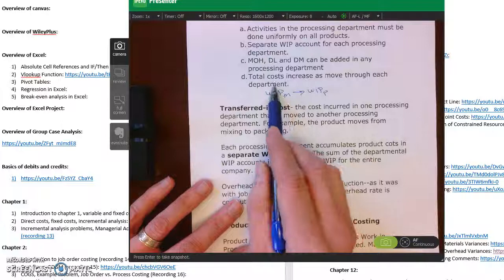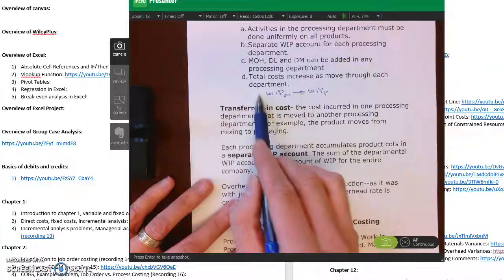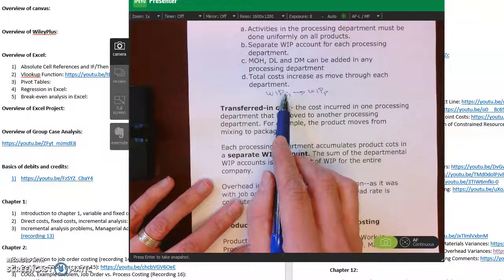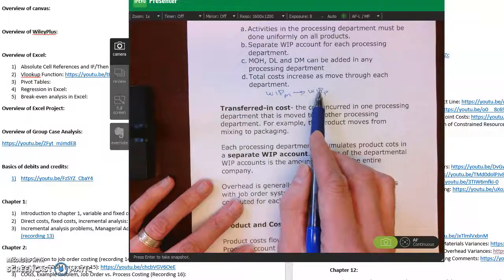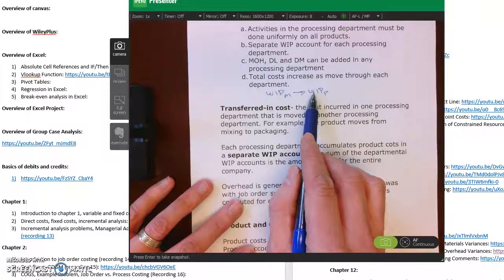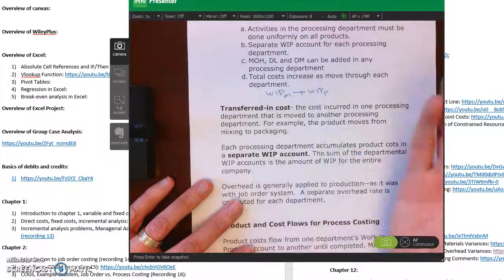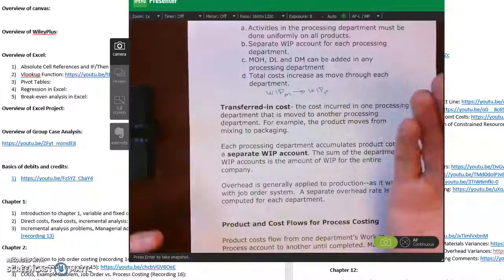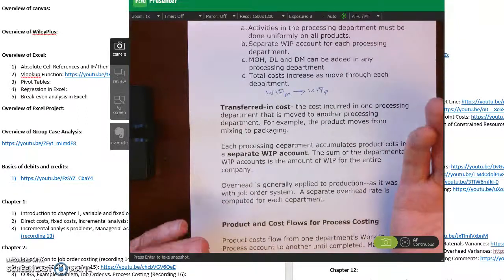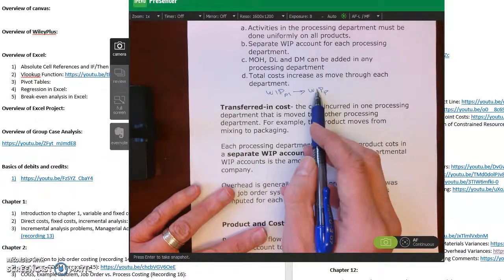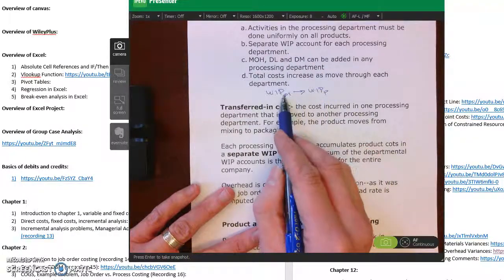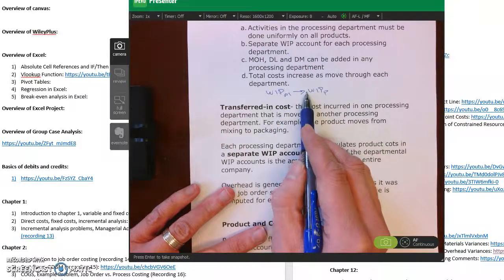So if you think it over here, they have their raw materials to mix the soap, they mix it. And once it's been mixed, it moves to the packaging department. And as it goes to the packaging department, they start putting on all the nice, cute little bows and all that other stuff that they do for the soap. And total costs will increase as it moves through from WIP mixing and through WIP packaging.